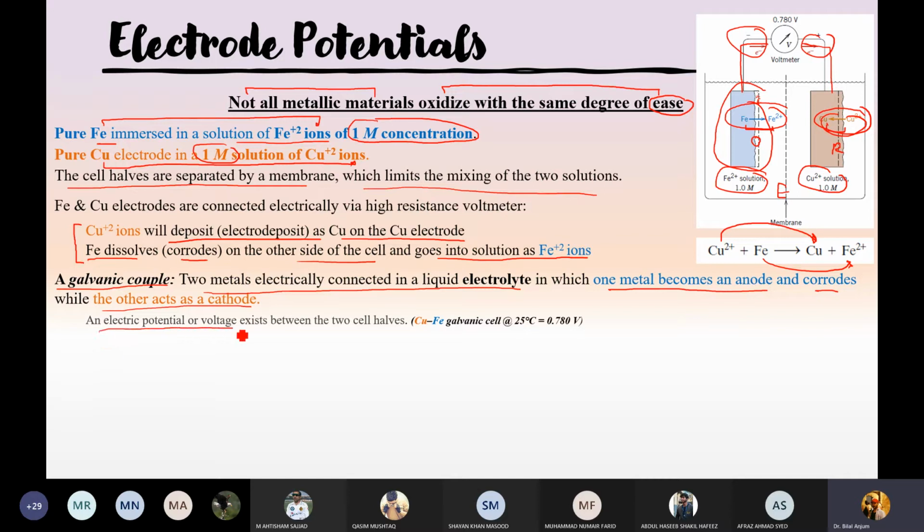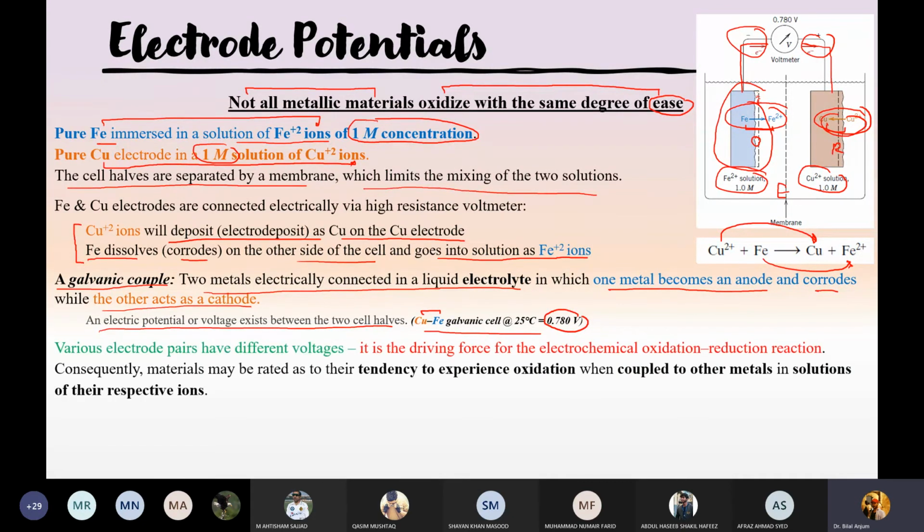Electric potential or voltage exists between two cells, and you see that at 25 degrees centigrade, the copper iron galvanic couple gives you a voltage of 0.78 volts, again at 1 molarity concentration. So various electrode pairs have different voltages. The voltage is the driving force for the electrochemical oxidation reduction reaction.